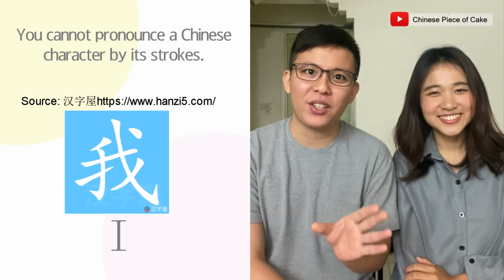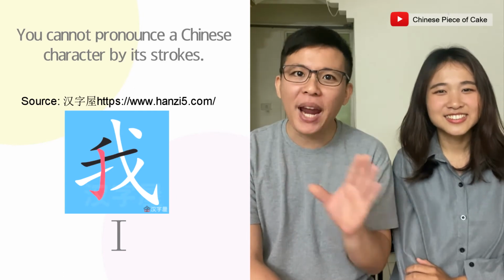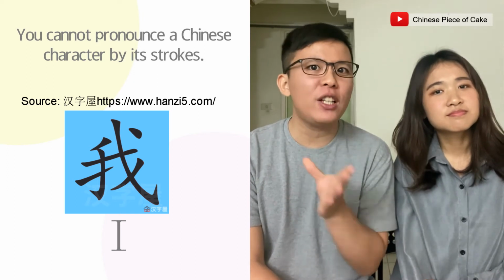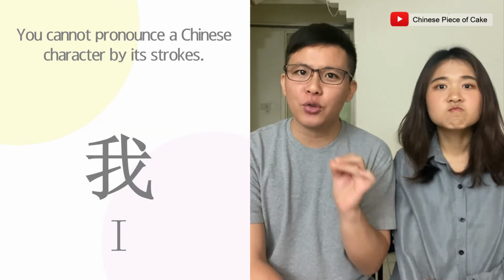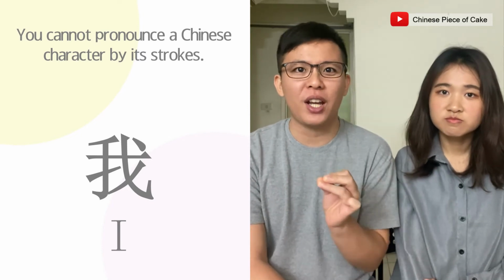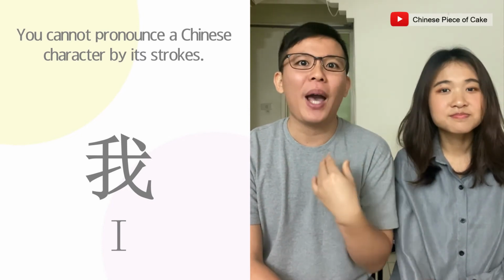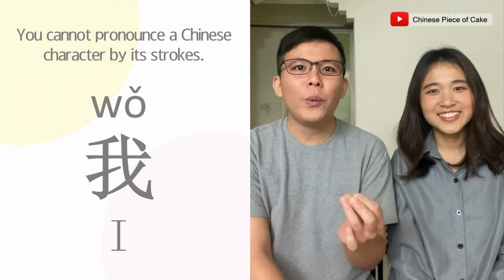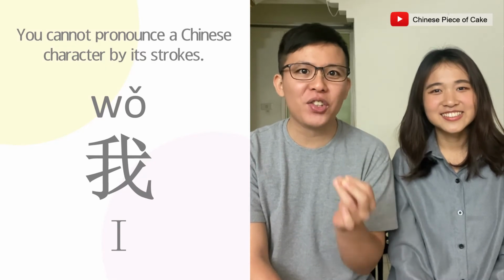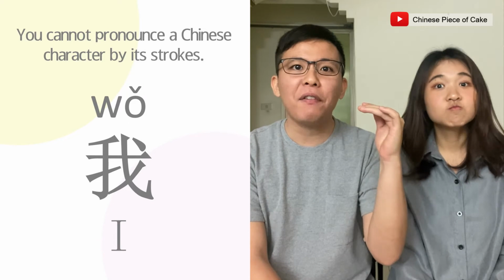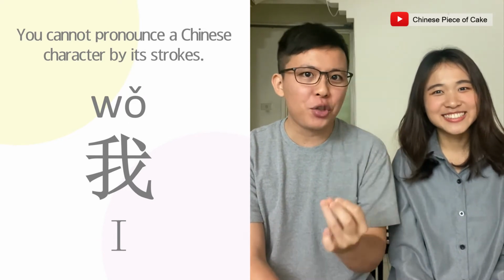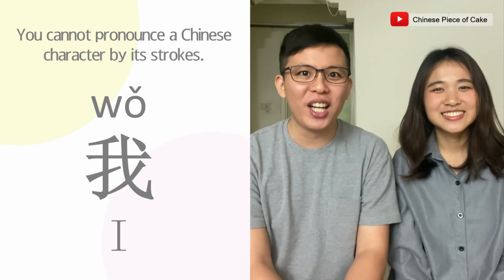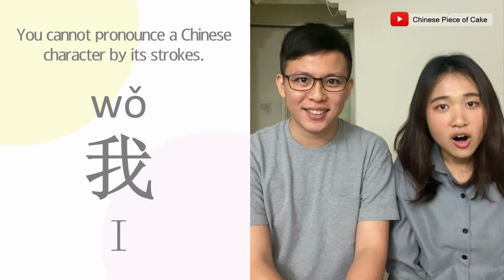Every Chinese character is composed of many strokes, but we cannot pronounce every Chinese character based on their strokes. So under this circumstance, we will need Pinyin to help us pronounce every Chinese character. Now we have put the Pinyin of this Chinese character on top of it. Based on this Pinyin, we know how to pronounce this Chinese character. And in Chinese, we will say wo.